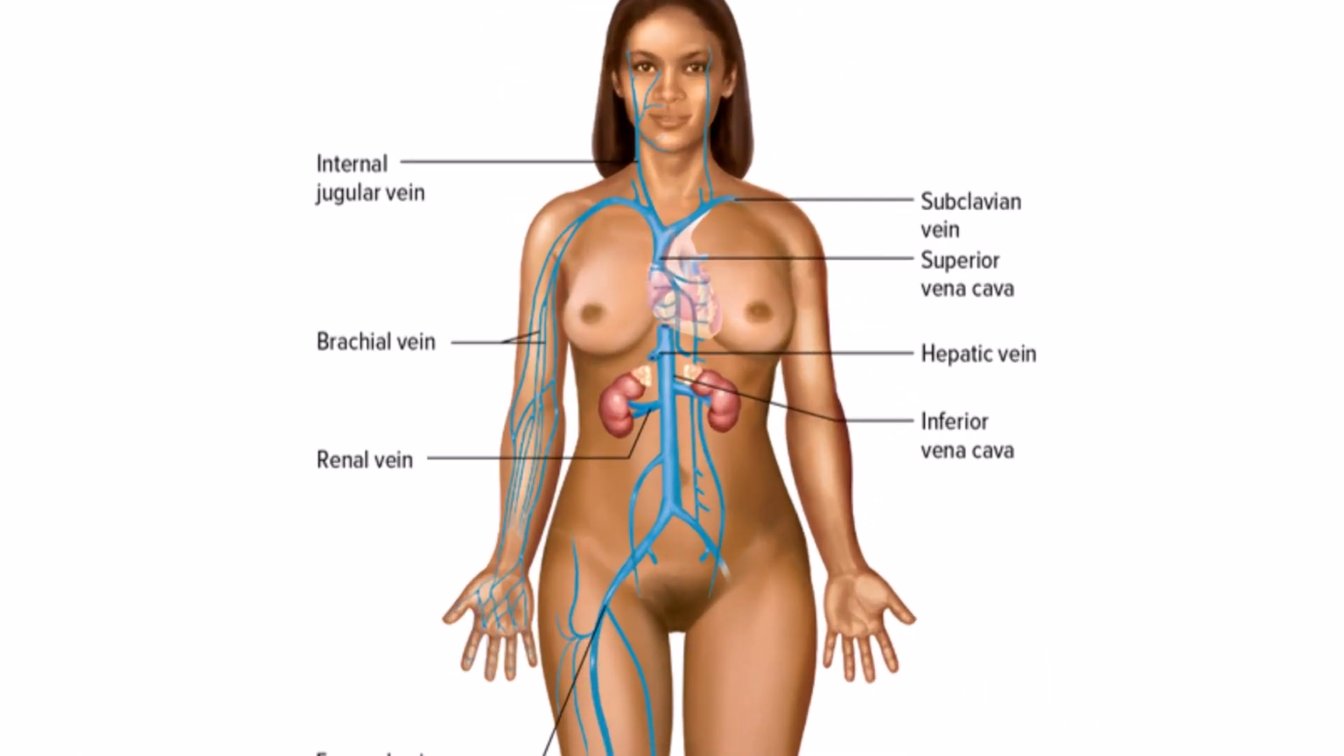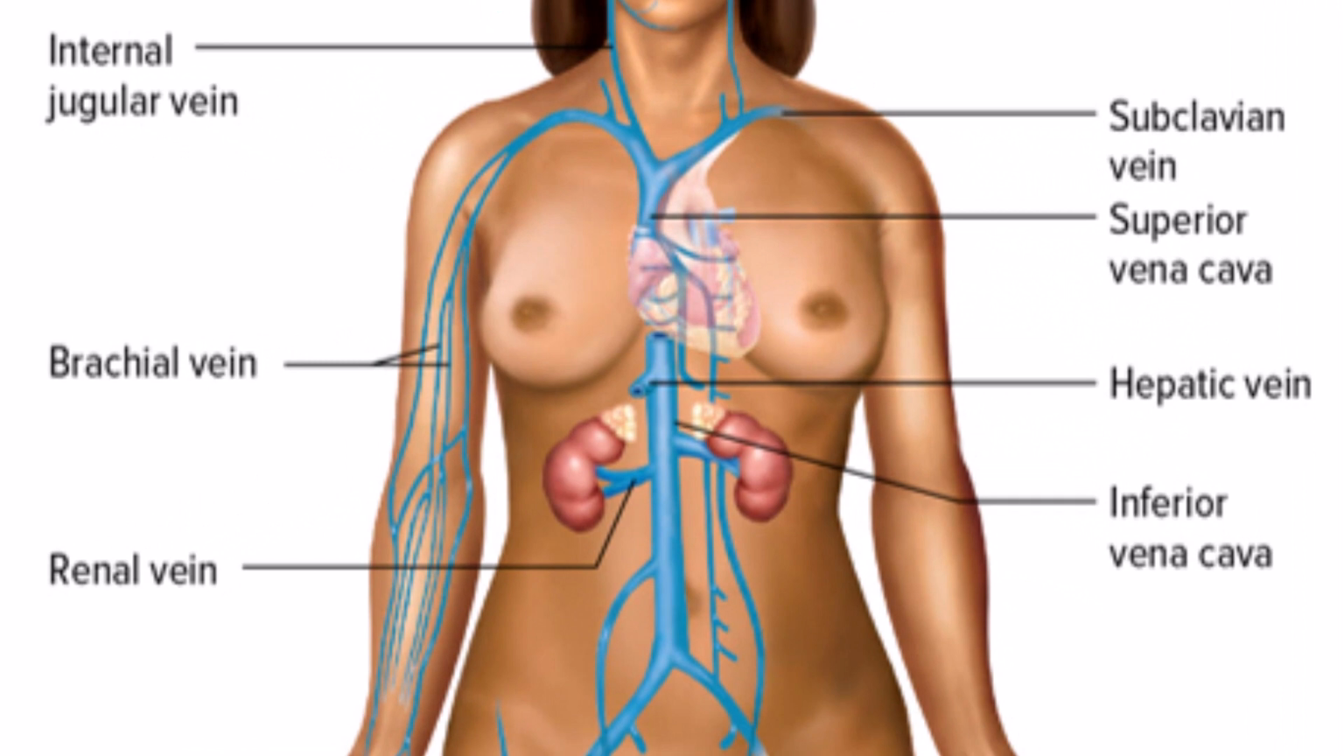Now let's look at some major veins. Starting at the top, moving down. We have the internal jugular vein, which is found in the neck. We have the subclavian vein. Then we have the superior vena cava. This is what delivers that deoxygenated blood to the heart so that it can be pumped to the lungs.